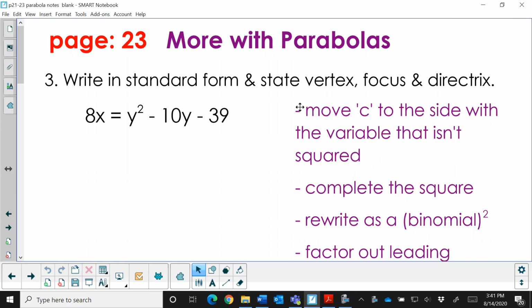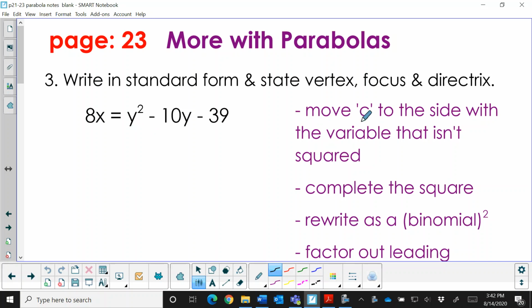Hey, now let's look at how to change a parabola from non-standard form to standard form. So this will be page 23 in your interactive notebook. It says write the equation in standard form, state the vertex, focus, and directrix. So the first thing you want to do is look at which term is squared. So this one has a y squared.